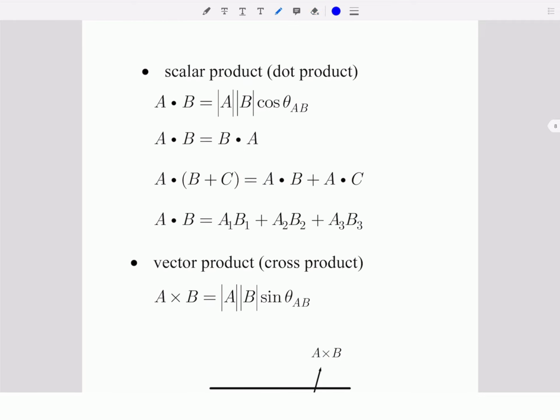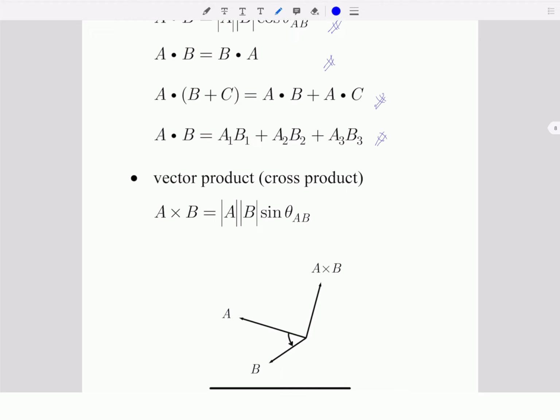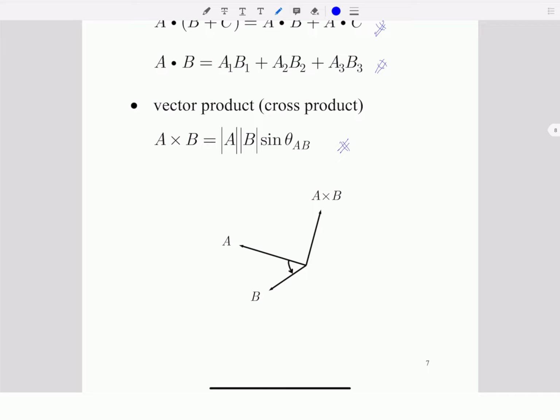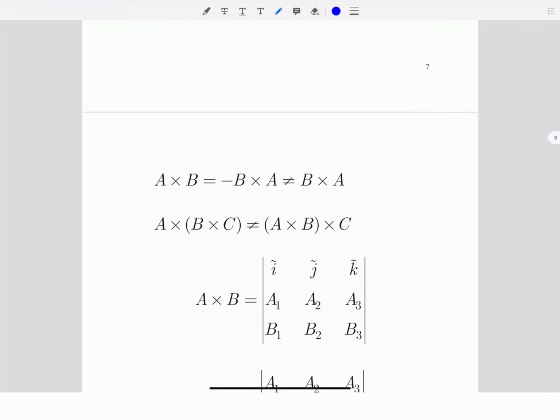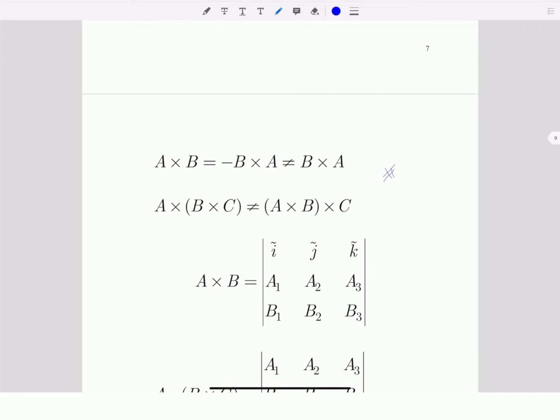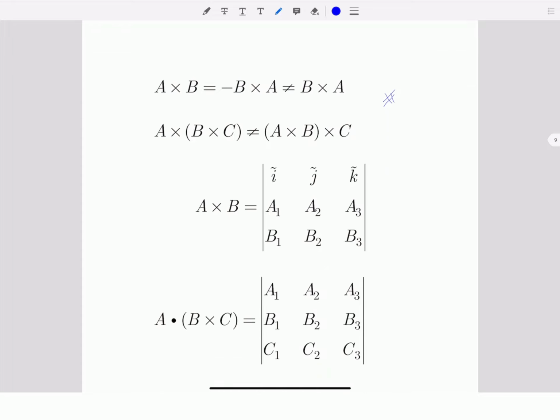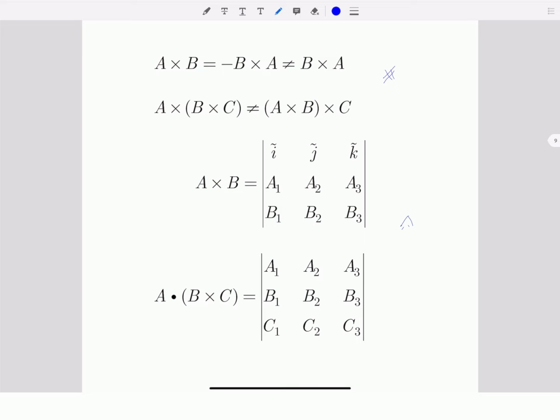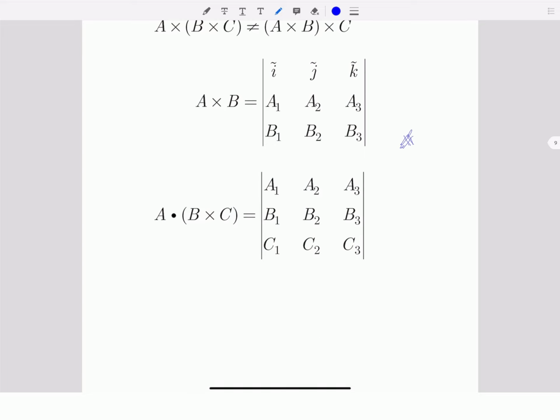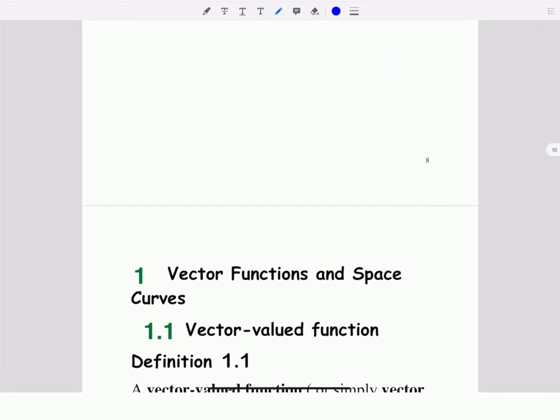The scalar product here is a dot b. You need to remember that a dot b equals b dot a, and so on; these are the properties of the scalar product. And for the vector product, we have a cross b, which is the magnitude of a, times the magnitude of b, times sine theta. Also, a cross b is equal to minus b cross a, but it is not equal to b cross a. This is how we do the cross product and the dot product.